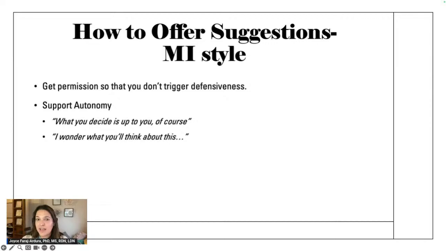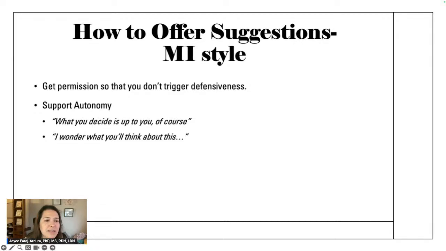We have to support their autonomy because ultimately, it's very naive of us to think that we're going to make people change. Only they can decide whether they want to change, what change they want to make, when they want to make it, how they want to make it. So it's only natural for us to partner up with them to be able to figure out how to do this, and if they want to do it or not, and support that autonomy. Not only support it, but emphasize it.